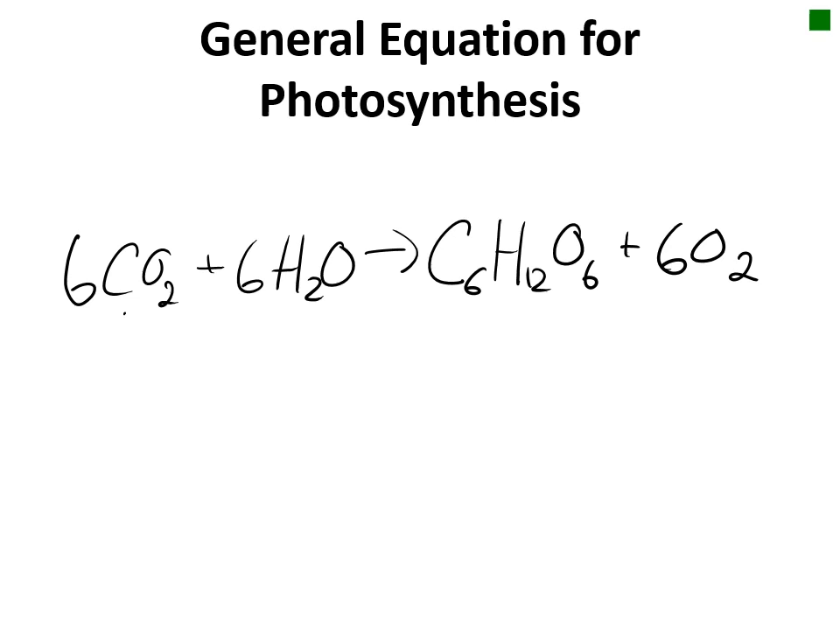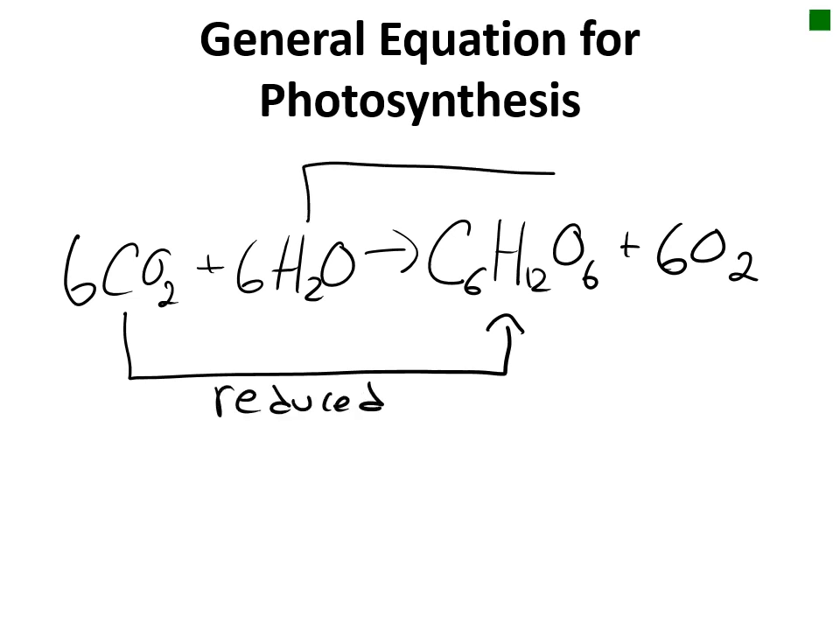In this equation, carbon dioxide is reduced to glucose, while water is oxidized to oxygen. You should notice that this is the opposite of cellular respiration. In cellular respiration, glucose was oxidized to carbon dioxide, while oxygen was reduced to water. While cellular respiration is exergonic, producing energy, photosynthesis is endergonic, requiring energy from the sun in order to occur.